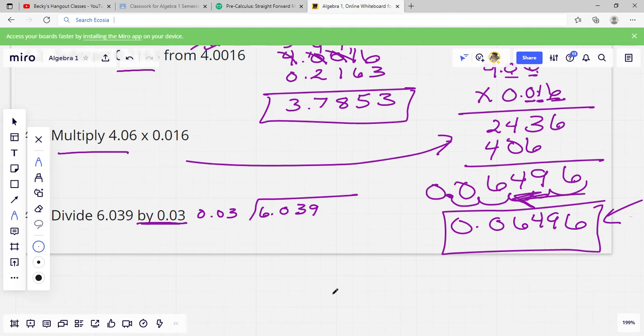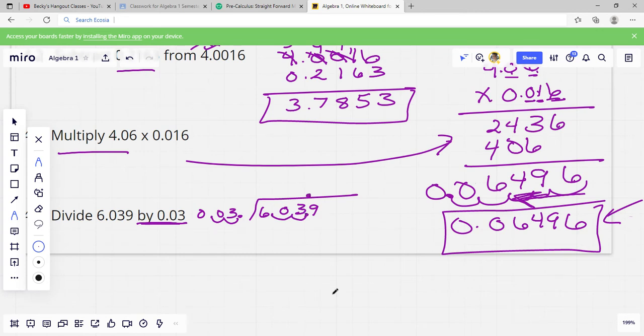First thing we have to do is get this decimal point all the way to the right. We want it all the way over here. We're going to count how many decimals we move it. 1, 2. We move 2 there. That means we have to move 2 here. 1, 2, and then bring it straight up. And that's where our decimal goes.